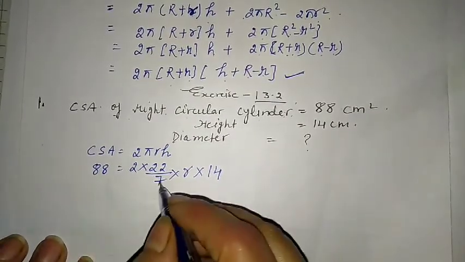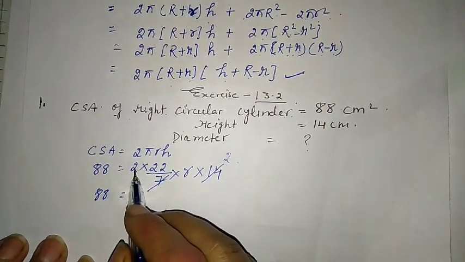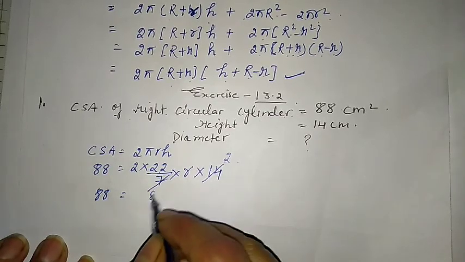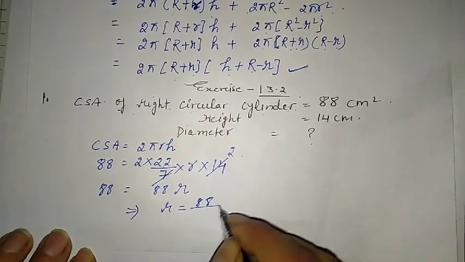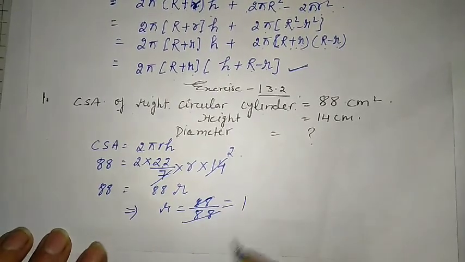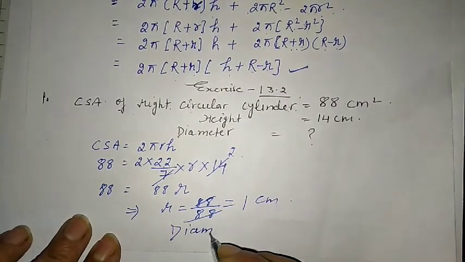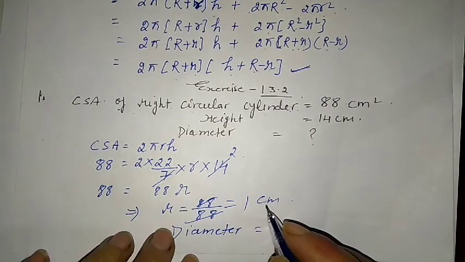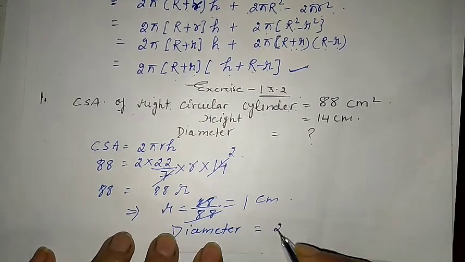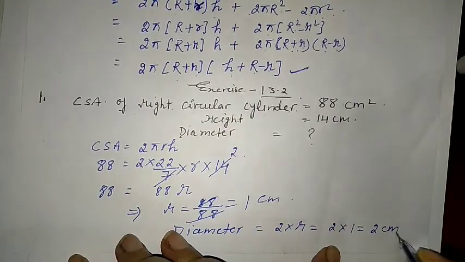Now 88 is equal to 2 into 22 upon 7 into R into 14. If we multiply, this is 44 and 2, that is 88, so this is 88 R. So R is equal to 88 divided by 88, which is 1. So the radius is 1 centimeter. But what we have to find is the diameter. The diameter of the slender right circular cylinder is equal to 2 into R, that is 2 into 1, equal to 2 centimeter. So this is the first question.